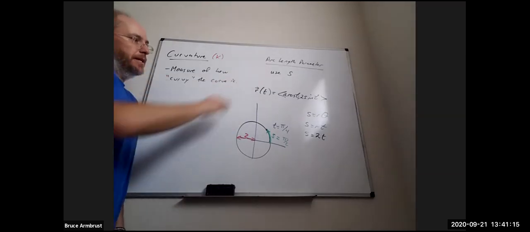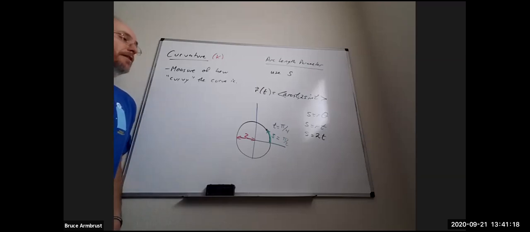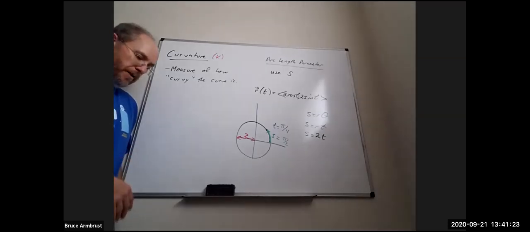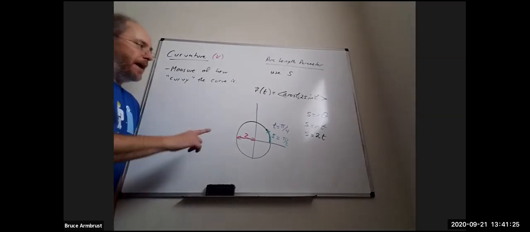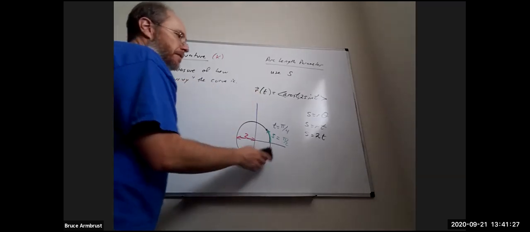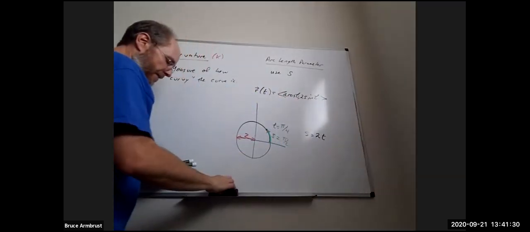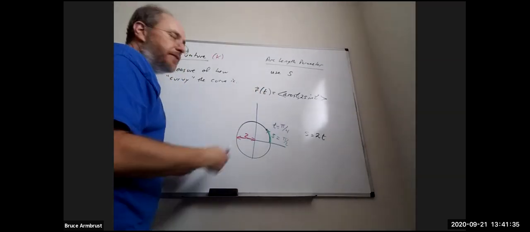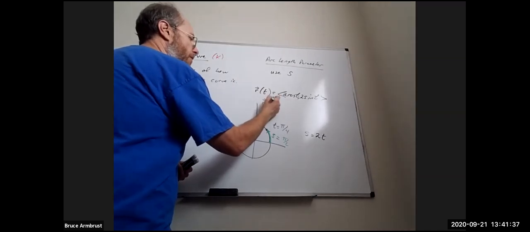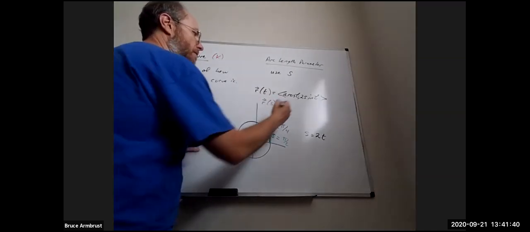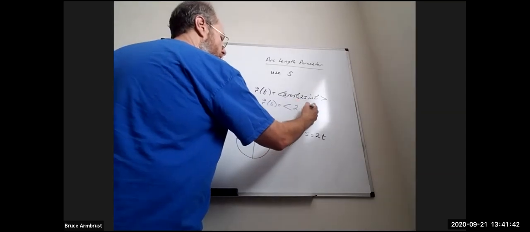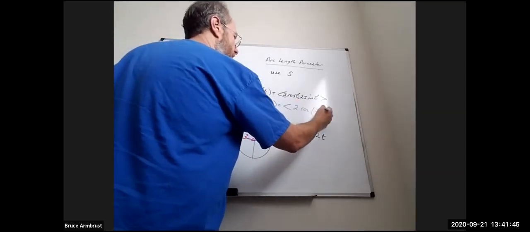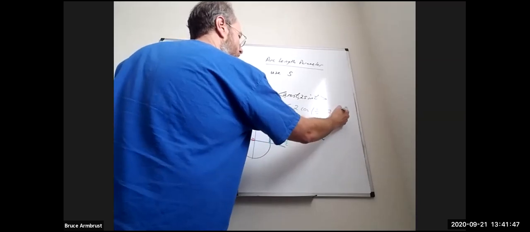So that's what the arc length parameter is. It's a measure of how far we've gone instead of how long we've been going. And in fact, we could rewrite this function, instead of a function of t, as a function of s. So we'd have r of s equals 2 cosine of s over 2, 2 sine of s over 2.